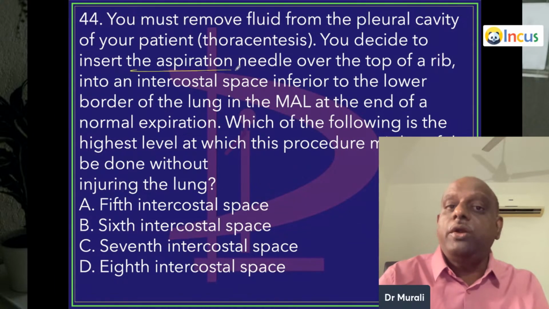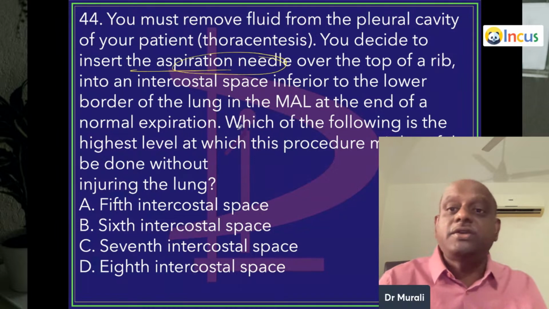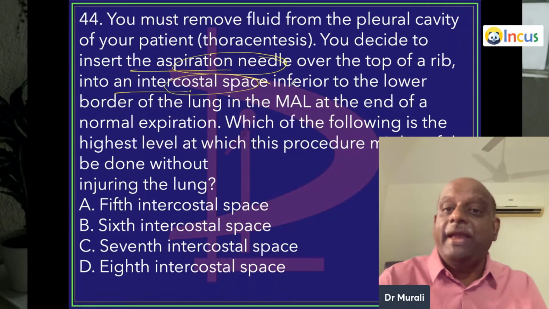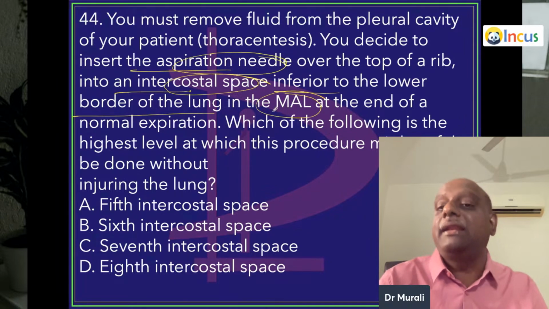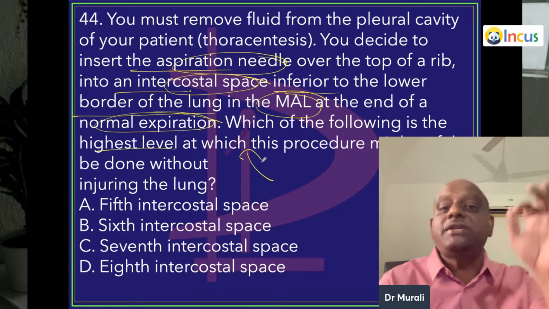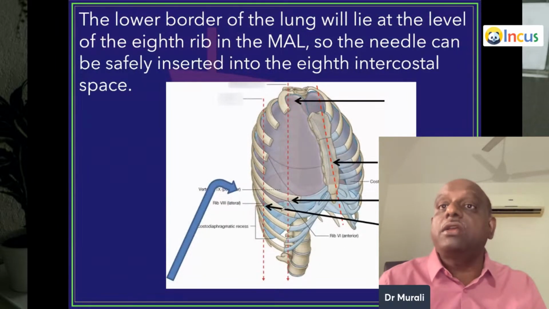Now, you want to aspirate while doing thoracocentesis over the top of the rib. So, which intercostal space is inferior to the lower border of the lung in the MAL, mid-axillary line, at the end of normal expiration? So, what is the highest level at which this procedure can be safely done without injuring the lung, doctor? 8th intercostal space in the mid-axillary line.